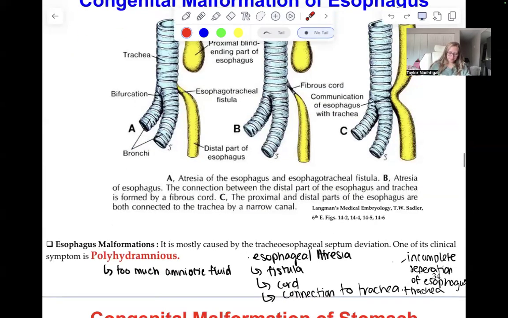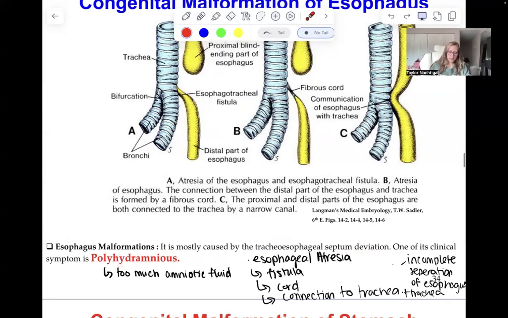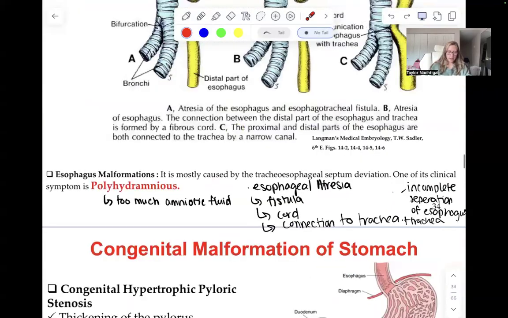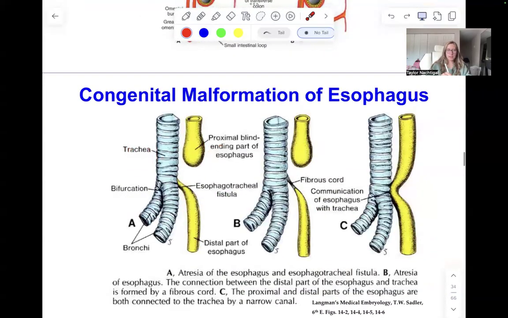The most common cause is because the tracheoesophageal septum doesn't properly develop, or we get a deviation. One of the symptoms of this is going to be polyhydramnios. I'm sure I'm not saying that right, but the accumulation of too much amniotic fluid around the baby. This was one of our quiz questions. And I'll explain why as best I can once I break down each of these three versions.